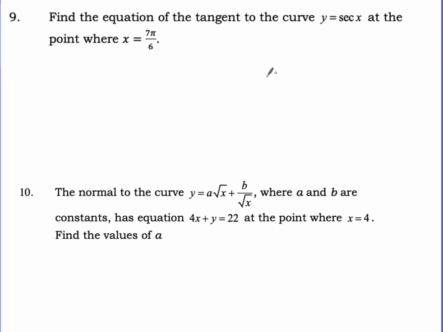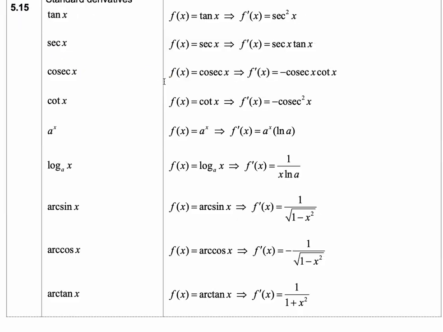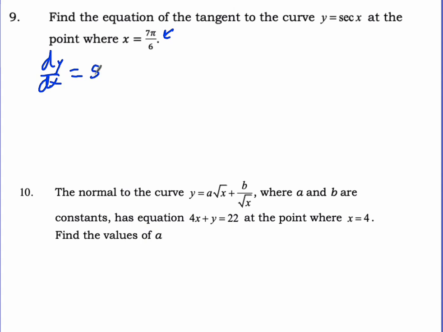Okay, in the next example, we're going to do this one. Find the equation of the tangent to the curve y equals secant x, where x equals this. So let's get the derivative. Secant x, we'll prove that one later, but that's secant x tan x. So let's get the slope at that point. We do 1 over cosine 7 pi over 6 times tangent 7 pi over 6.